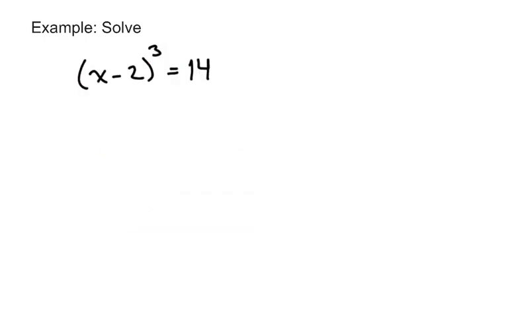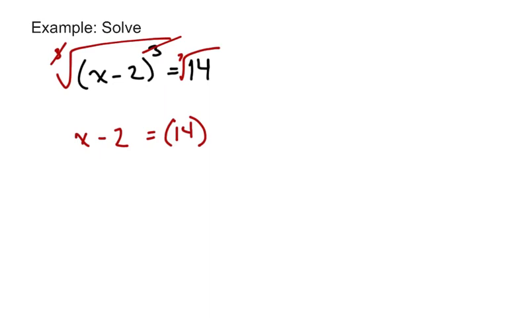One more. x minus 2, the quantity to the 3rd power, equals 14. Now the first thing that we want to get rid of is that 3rd power. So how do we get rid of a power? By taking a root. The 3rd power and the 3rd root cancel each other out. So we're left with x minus 2 equals the 3rd root of 14. So type it into your calculator, 14 to the 1/3 power. And we end up with a crazy decimal.